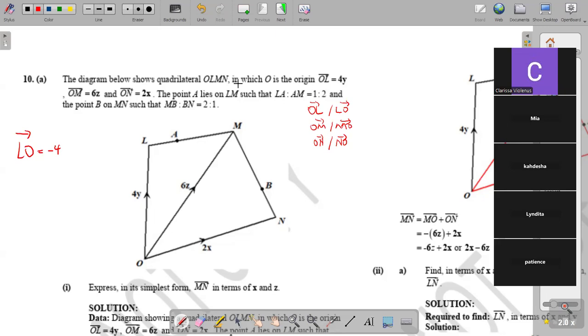All right, so let's read some important information. So it says here that the point A lies on LM, so we're watching LM, such that LA is one part and AM is two parts. Anybody realize this is ratios?